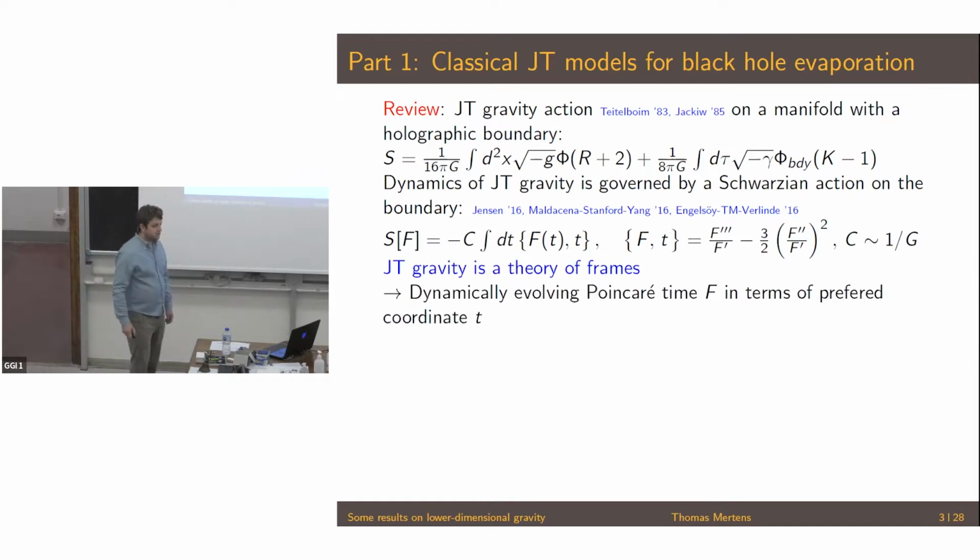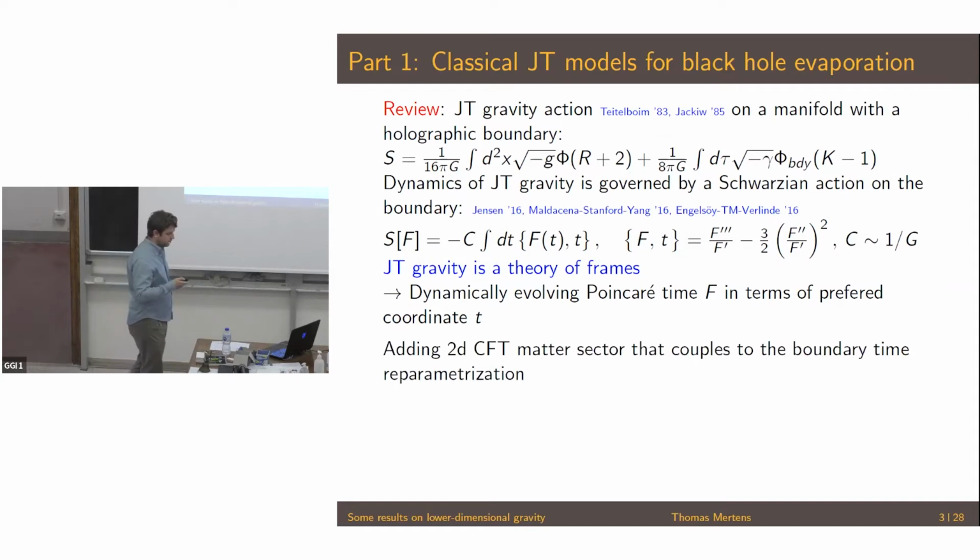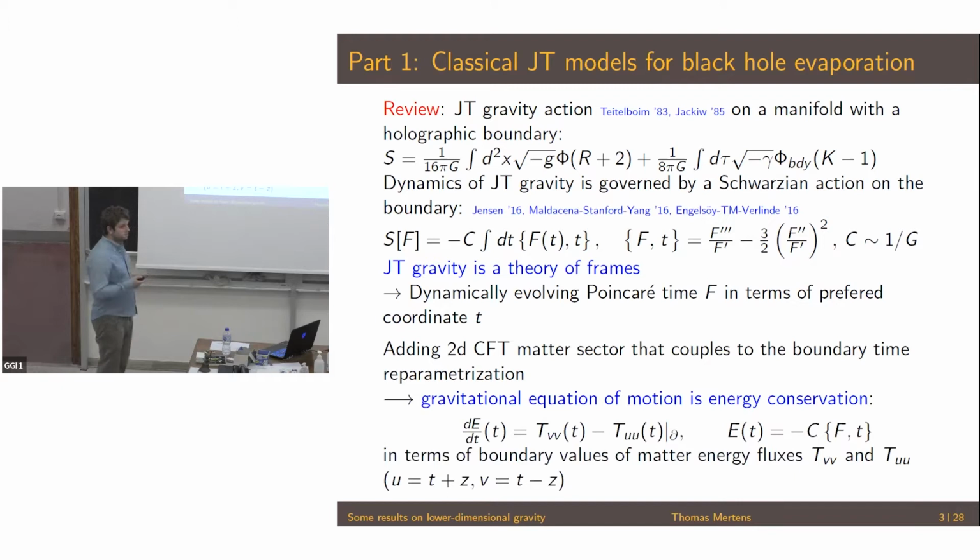And what this tells you is that JT gravity is a theory of frames, because f of t here is a dynamically evolving Poincaré time coordinate, big F, in terms of a preferred time coordinate, small t. So those are the degrees of freedom of JT gravity. Now, if we add a 2D CFT matter sector in the bulk that couples to this boundary time reparametrization, the gravitational equation of motion of the total system is essentially just energy conservation. And this is what it looks like.